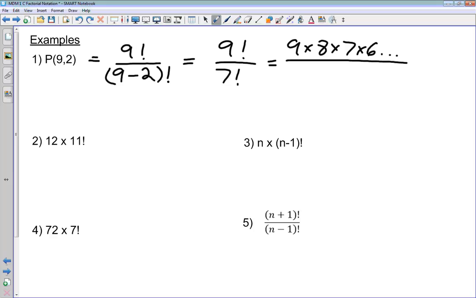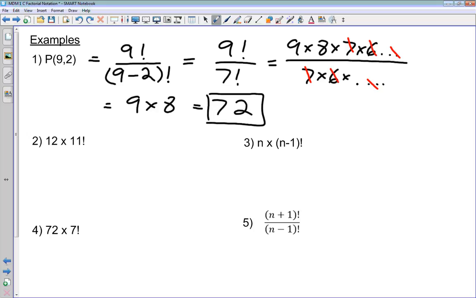What do we have down in the denominator? We've got 7 times 6 times and so on and so on. All of these terms, we can cancel out terms in the denominator and the numerator. 7 cancels with 7, the 6 cancels with the 6, and because each of these chains of multiplication keeps going all the way down to 3 times 2 times 1, all of this remaining stuff will cancel out as well. So this permutation here is actually just equal to 9 times 8, or 72.